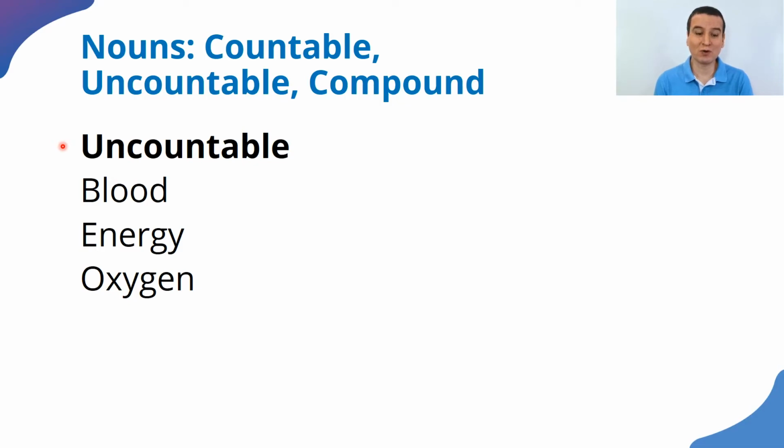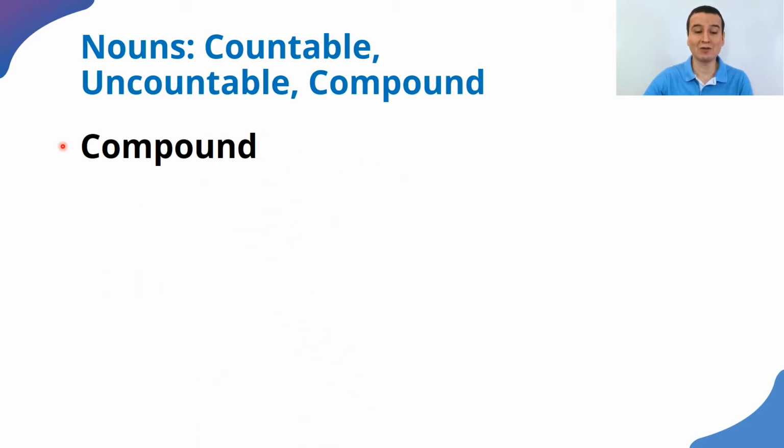That would be a way to pluralize uncountable nouns. We have uncountable nouns everywhere when we talk about water. Water is an uncountable noun because we cannot say one water, two waters. We just refer to it in a singular form. And finally, we have compound nouns.